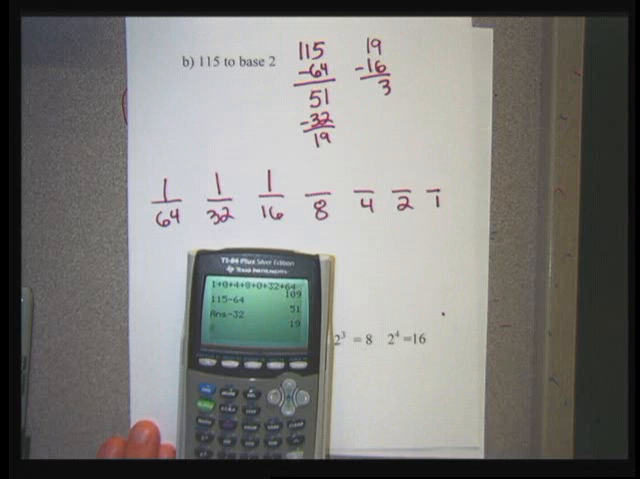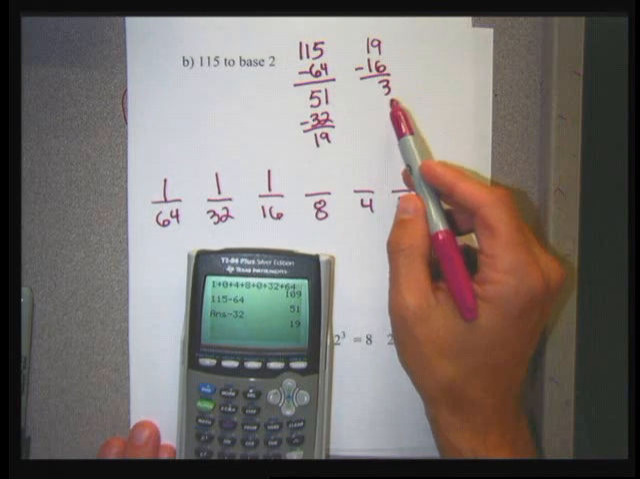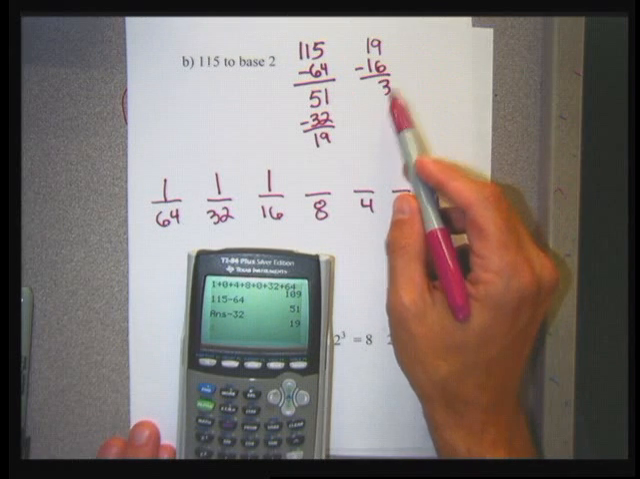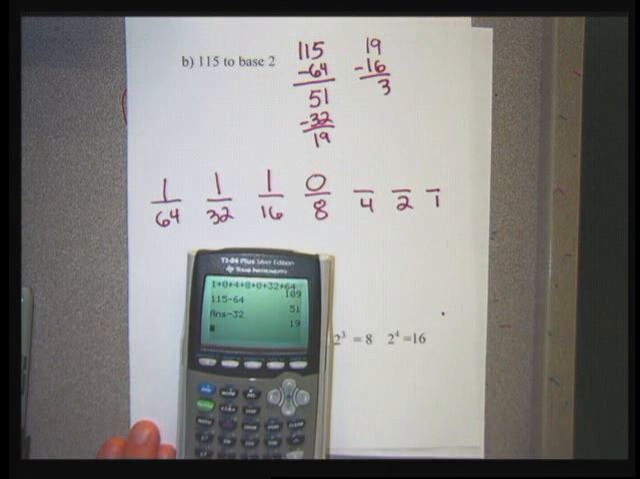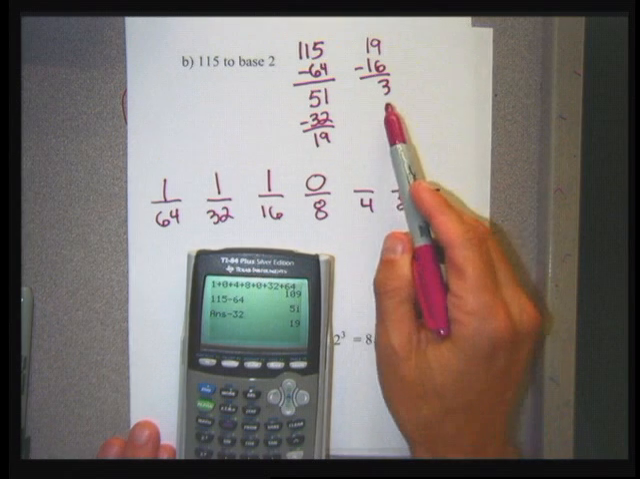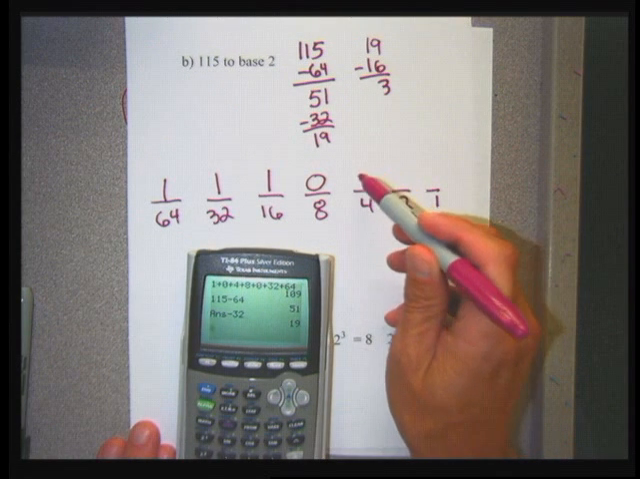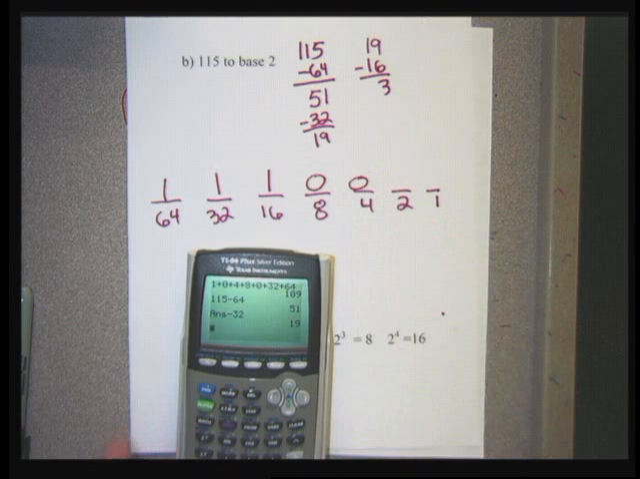The next number I see is 8. If I try to take 3 and subtract 8, I'd get negative. I can't subtract 8, so I'm going to put a 0 for the amount of times I can subtract the 8. The next number is a 4. If I try to subtract 4, 3 minus 4 is negative, so I can't subtract 4. So I put 0 for the number of times I can subtract 4.